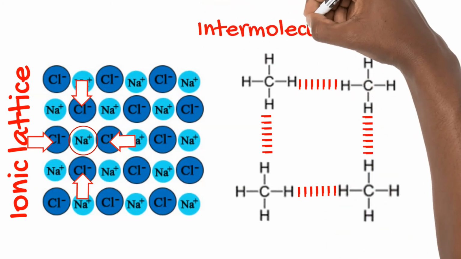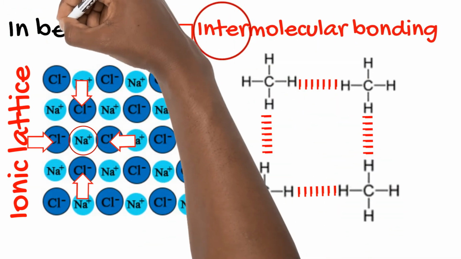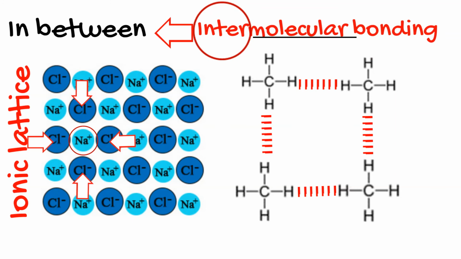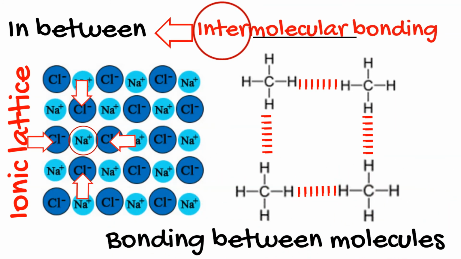And that's called intermolecular bonding, where inter here simply means in between and molecular means molecule. So intermolecular bonding is simply the bonding that exists between molecules.